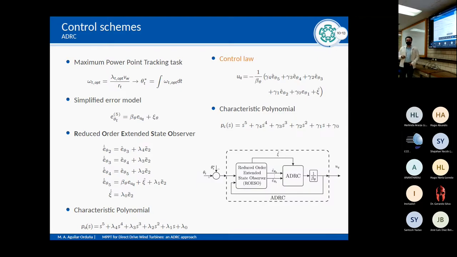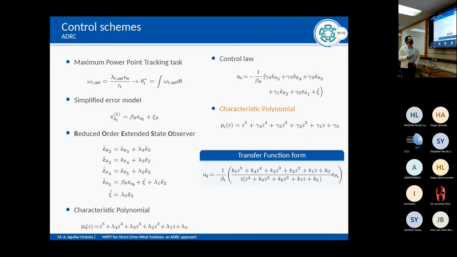With those estimations, then we propose a state estimate feedback controller taking into account the total disturbance term. Notice that only the angular position of the plates is measurable. From its characteristic polynomial, once again, we notice that to ensure asymptotic stability of the controller, the design parameters gamma must compound a Hurwitz set. And finally, we implement this controller in its transfer function form.